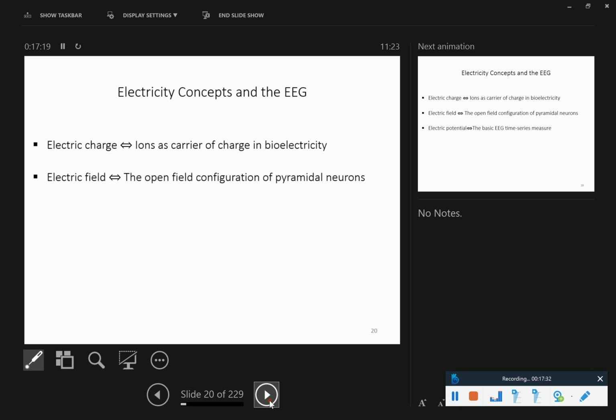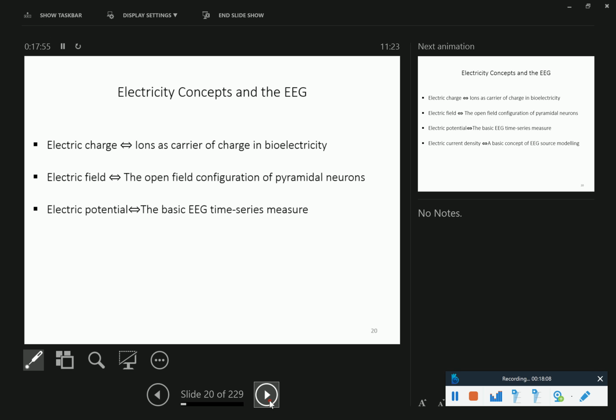Why do we talk about electric field? Well, because you read in basic introductions to EEG research something about what is called the open field configuration of pyramidal neurons, which are these neurons that you have in a specific layer of cortex. And then you also have these things called local field potentials, which, we will come to that, makes no sense whatsoever to call something a local field potential, but you have them, and people talk about it, so it makes sense to dissociate between fields and potentials.